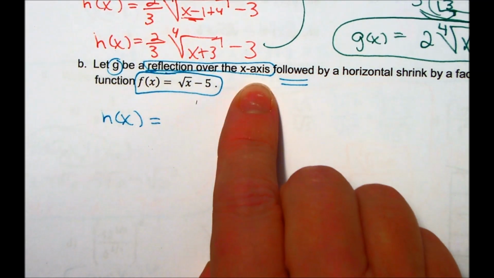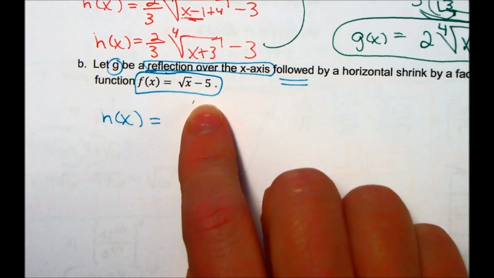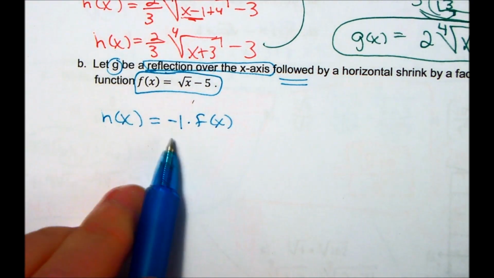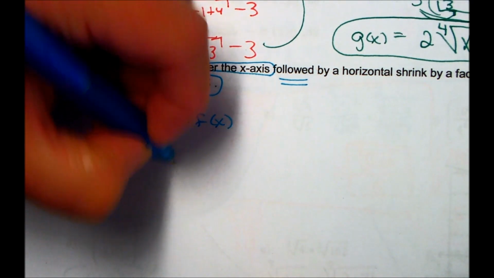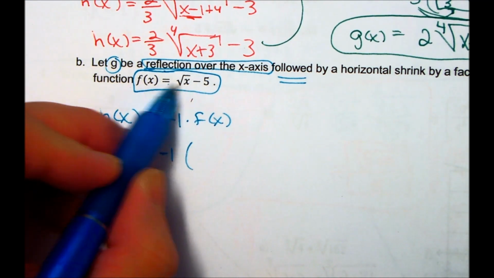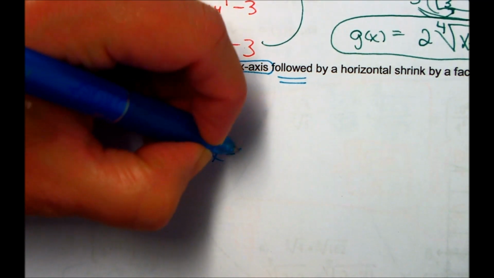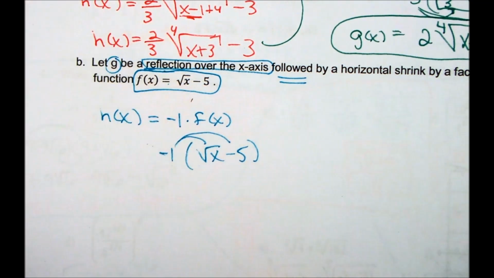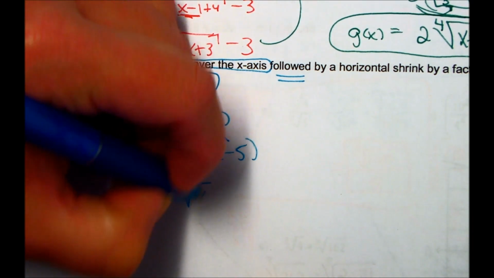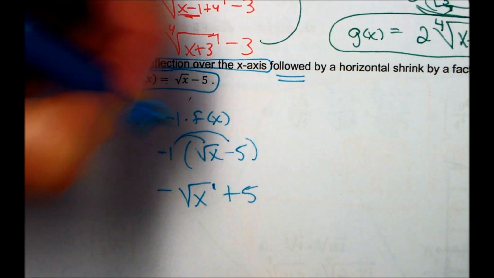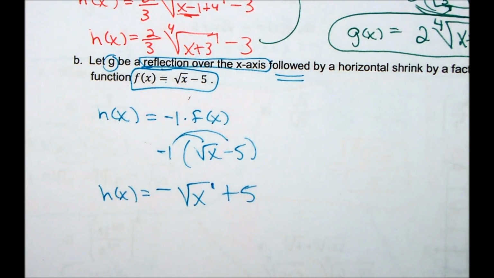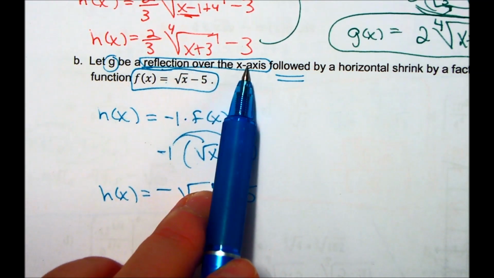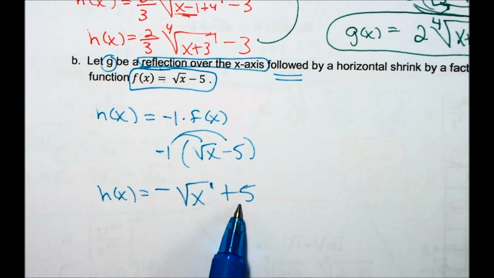And it's a reflection over the x-axis. Well, what do I have to do to the function to make it reflect over the x-axis? I have to multiply it by negative 1. So you're taking negative 1 times f of x, which equals the square root of x minus 5. So notice we have two terms here. So that negative 1 does get distributed, which gives us negative square root of x plus 5 now. So that's our first step. So this f of x function with a reflection over the x-axis is now negative square root of x plus 5.